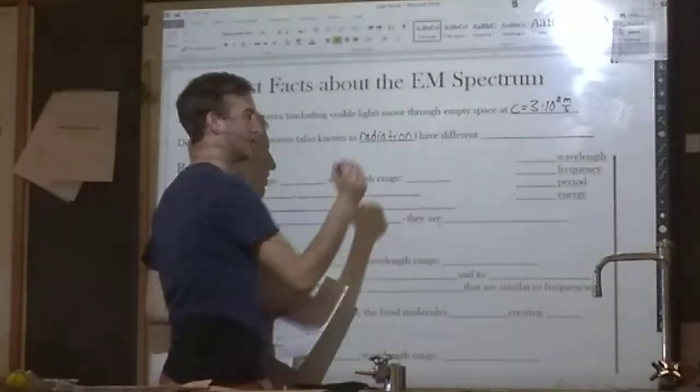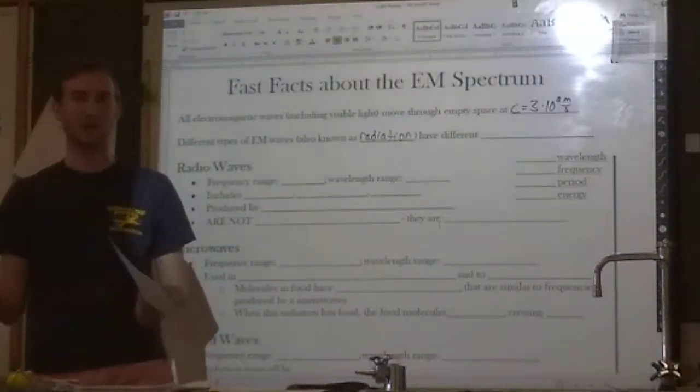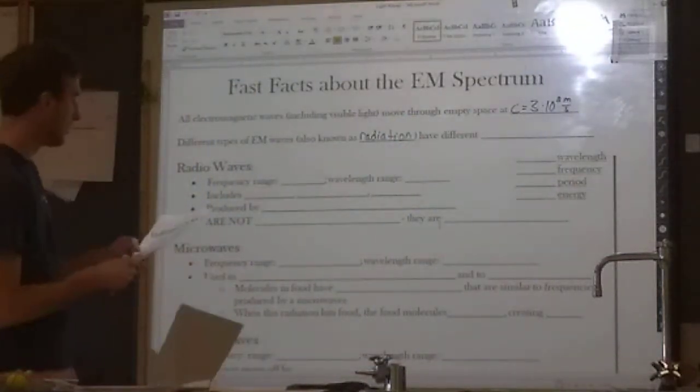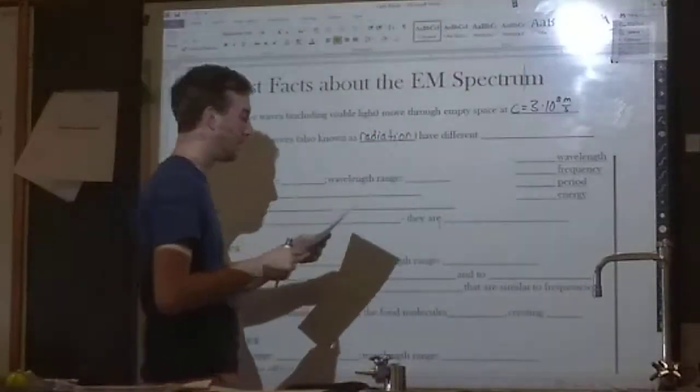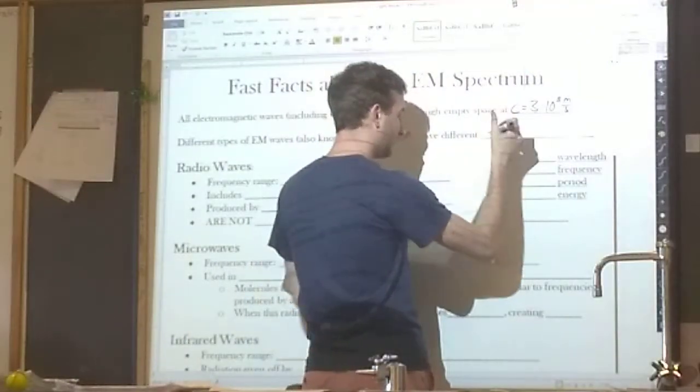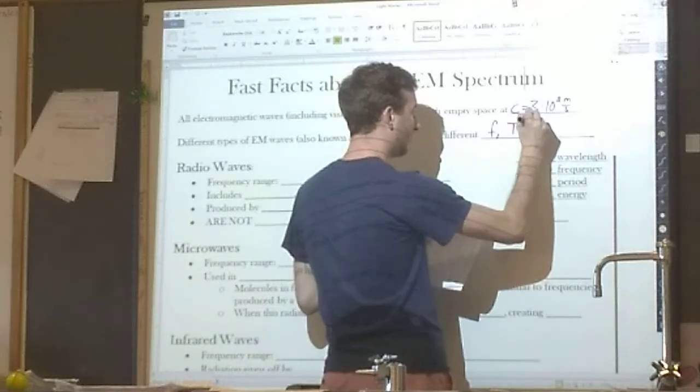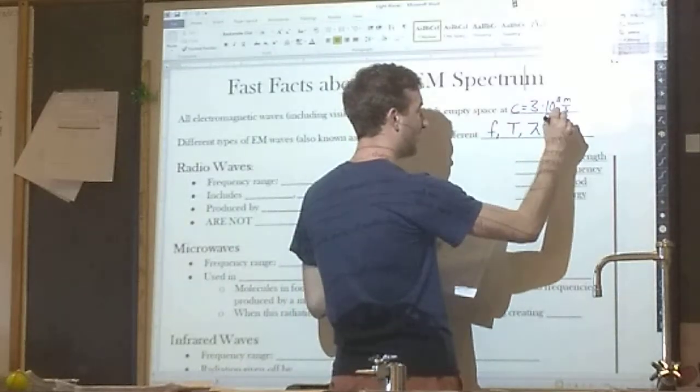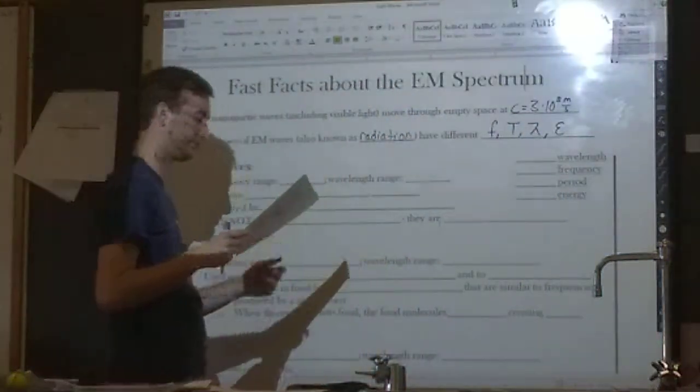We tend to think of radiation as bad. Radiation just means waves. Energy in the form of waves. They all have the same speed, but they all have different frequencies. They all have different periods. They all have different wavelengths. They all have different amounts of energy.